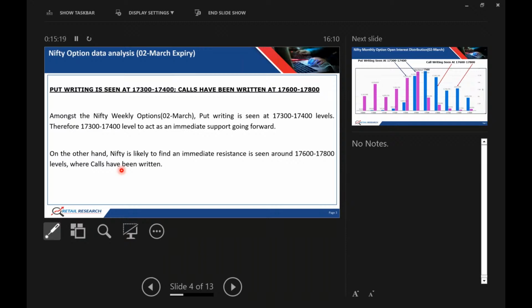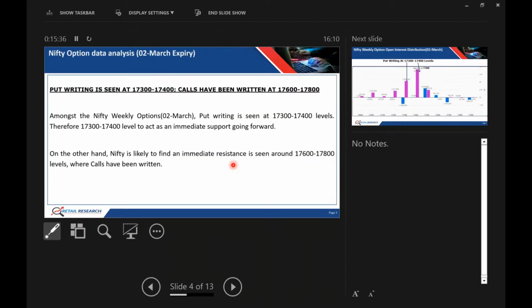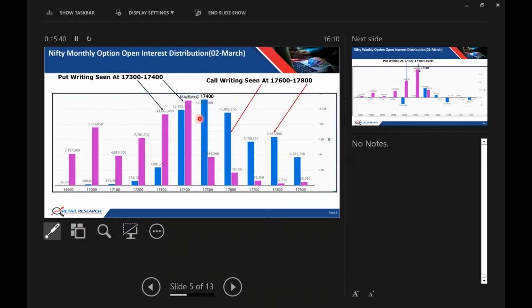For tomorrow and for this March expiry, 17,300 should be the stop loss. If tomorrow, because of weak global cues, markets come down, then you can create a long position near 17,300. 17,600 is the place where maximum calls have been written, 17,600 and 17,800, while puts have been written at 17,300 and 17,400. So this will act as a support. If the market comes down, we can create a long position for tomorrow and for the March end expiry.